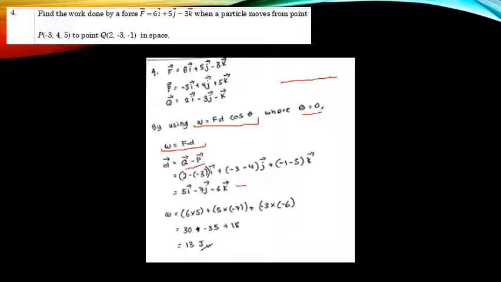After that, using the formula just now, work done equals vector F times vector d, which is the scalar product, the dot product. So the equation is 6 times 5 plus 5 times negative 7 plus negative 3 times negative 6. After calculating, we find the work done is equal to 13 joules.